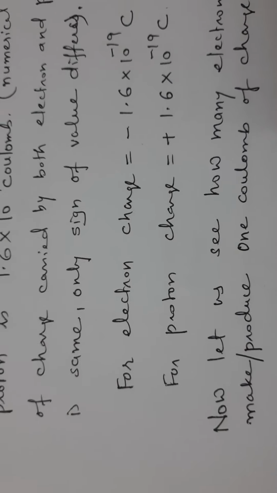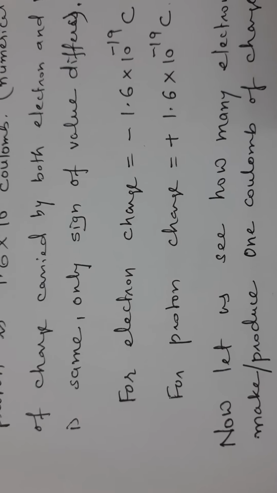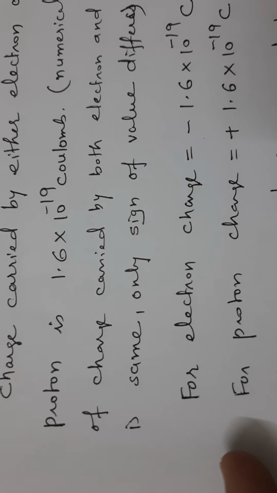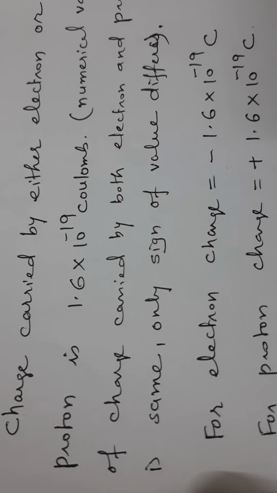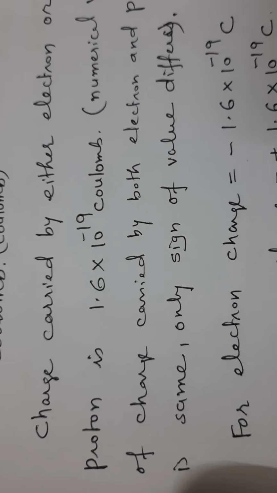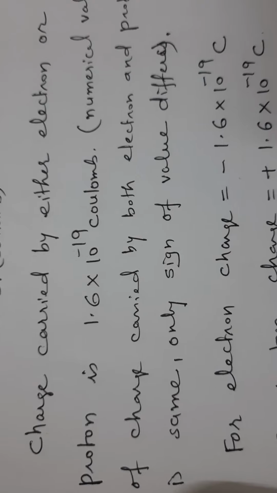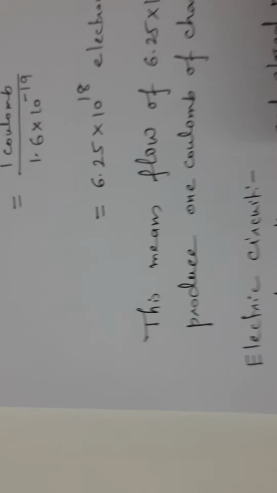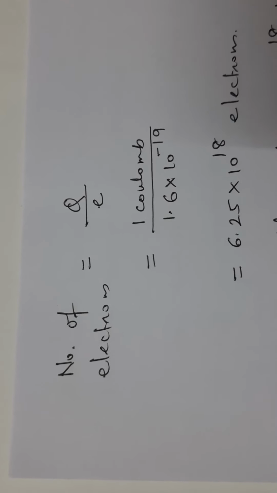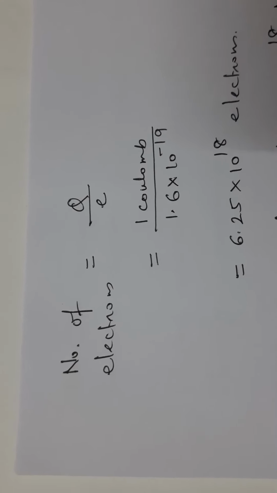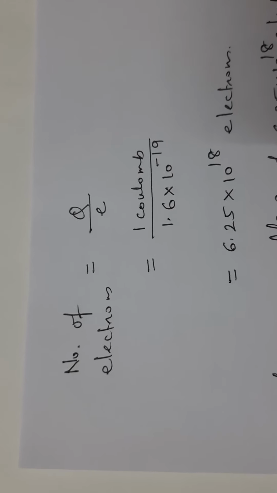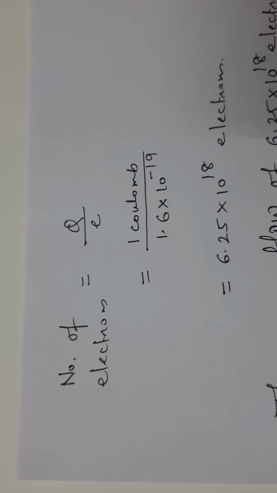Now let us see how many electrons produce 1 coulomb of charge. If one electron carries minus 1.6 into 10 raised to minus 19 coulomb, then how many such electrons are required to produce 1 coulomb of charge? Here the number of electrons required is Q upon e, where Q is 1 coulomb, the charge we want, and the charge on 1 electron is 1.6 into 10 raised to minus 19.